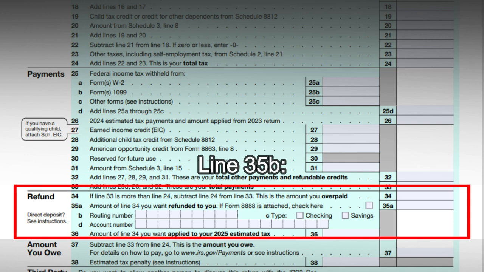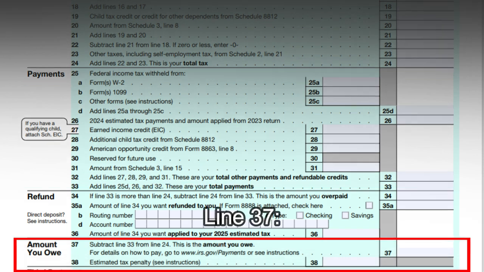Line 35B, routing number. This is your bank's routing number, typically 9 digits. Line 35C, account type. Indicate whether the account is a checking or savings account. Line 35D, account number, the account number where you want your refund deposited. Line 36, this is the amount of your overpayment from line 34 that you want applied to your 2025 estimated tax. If you want to apply all or part of your refund to next year's estimated tax payments, enter the amount here. This will reduce what you owe in estimated taxes for the following year.